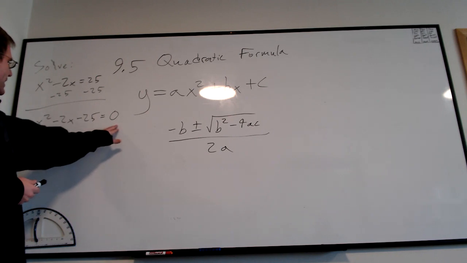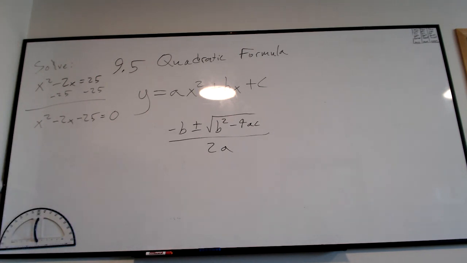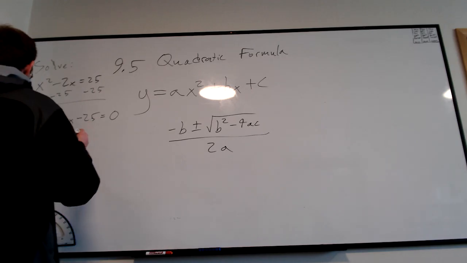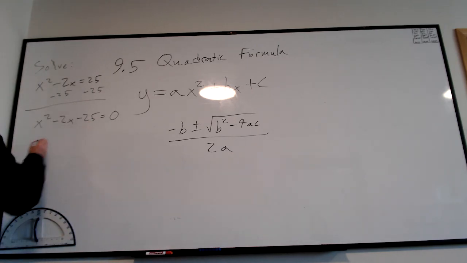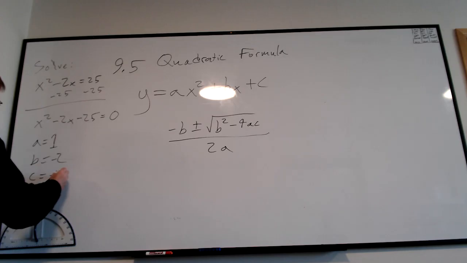Okay, so now we have this set up. Oh, that's an x. I didn't see the x before. Yep, that's fine. So what does A equal? 1. What does B equal? Negative 2. What does C equal? Negative 25.